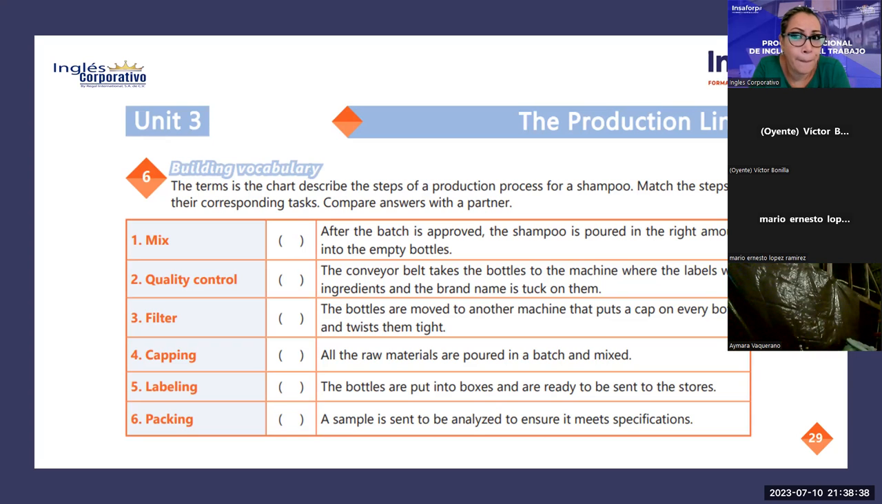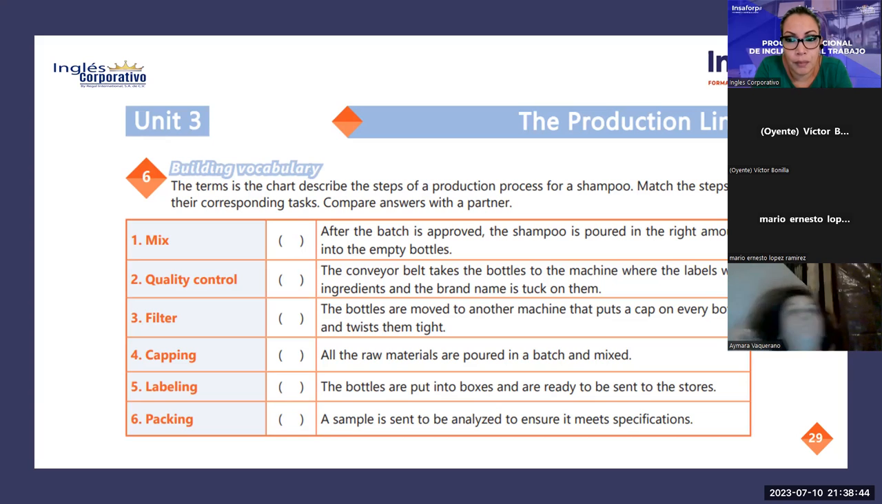Capping. The bottles are moved to another machine that puts a cap on every bottle and twists them tight. Tight. Excellent. Labeling. A conveyor belt takes the bottles to the machine where the labels with ingredients and the brand name are put on. That's right.